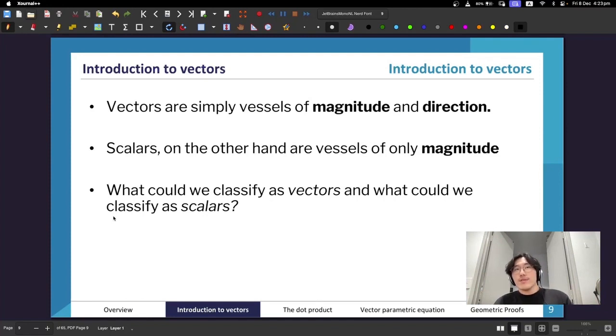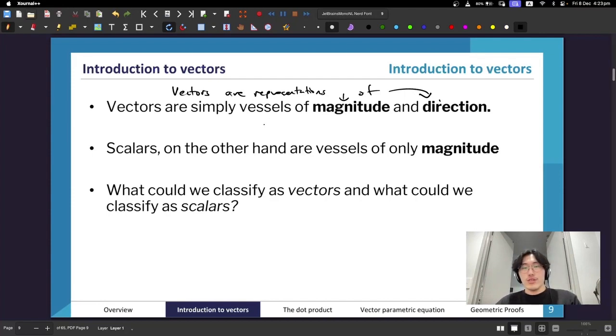So vectors are simply vessels of magnitude and direction. So what does that mean? This is a bit of a loaded sentence. Basically, vectors are representations of magnitude and direction. Now, in the mathematical context, or at least in high school, we are generally restricted to some xyz or xy direction. So in Extension 1, you'd be used to xy, and in Extension 2, you'll be introduced today to xyz.